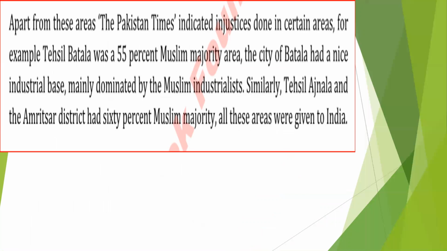Apart from these areas, the Pakistan Times indicated injustice done in certain other areas. For example, Tehsil Batala had a 55% Muslim majority. The city of Batala had a nice industrial base, mainly dominated by Muslim industrialists. Similarly, Tehsil Ajnala in Amritsar district had a 60% Muslim majority. All these areas were given to India, though they wanted to be part of Pakistan.